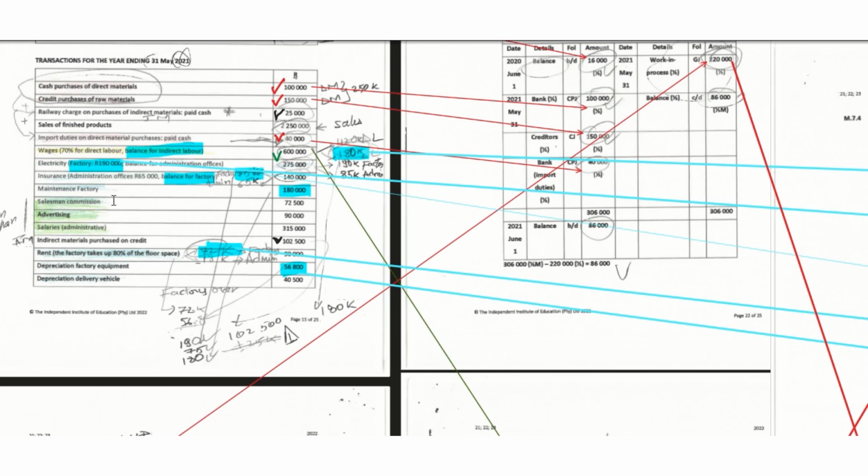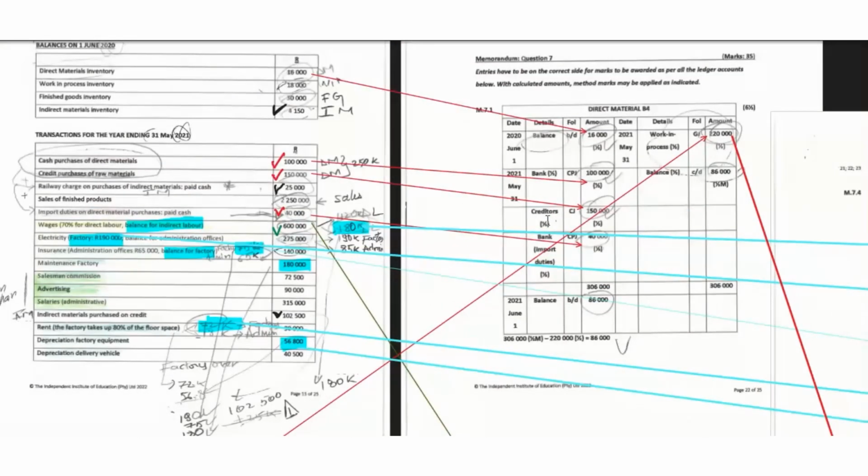Every time they open a bracket, a parenthesis, and they start to talk about 70% of this, 70% of that, it means that you need to be more careful because some of the cost will go to the admin, but what we are interested in is what is manufacturing. So if they say 70% of the wages went to direct labor, indirect labor obviously will be the rest, 30%. So that is something that we need to pay attention to.